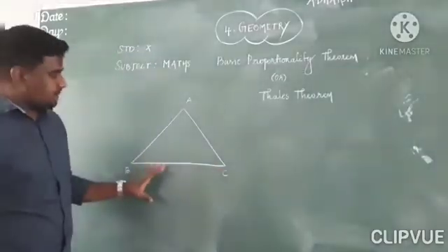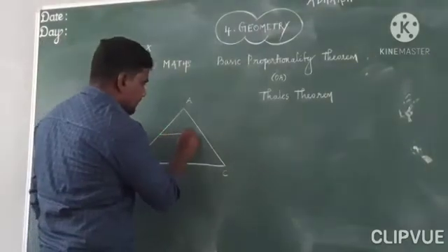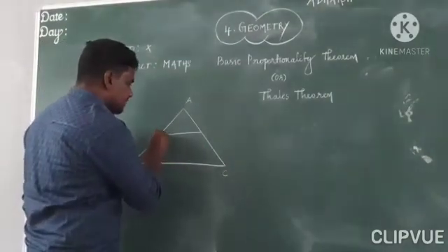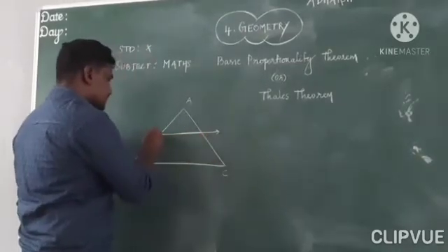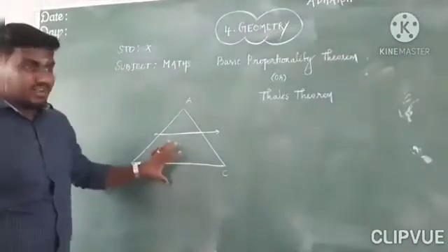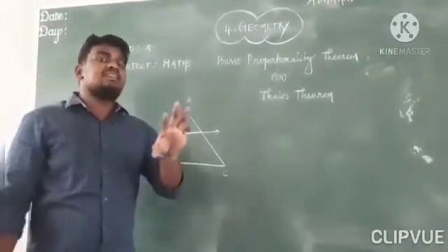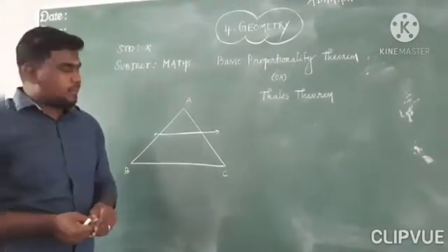ABC is a triangle. Here, a straight line is drawn. I am going to draw a straight line which is parallel to one side of the triangle. Okay, it divides the other two sides in the same ratio. This is the statement of the theorem.